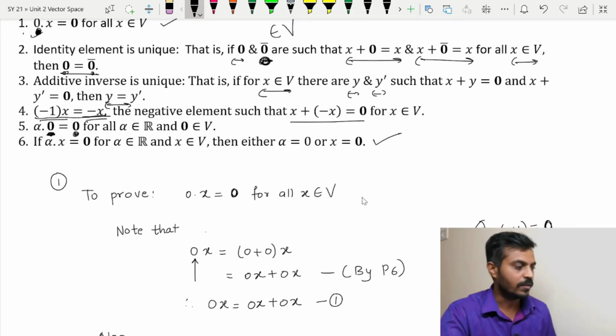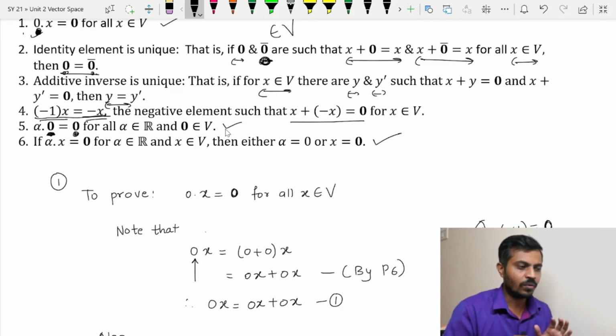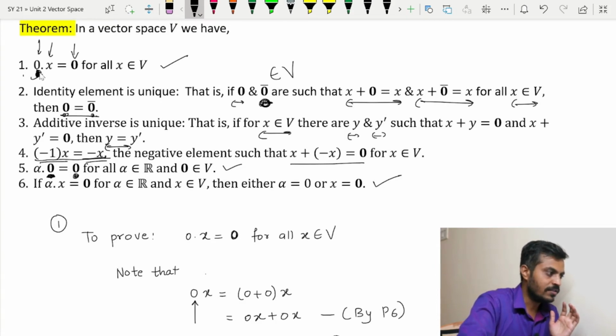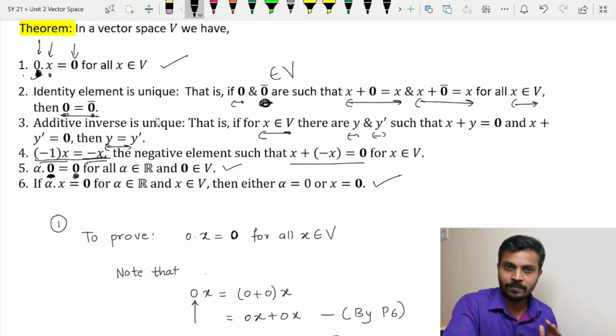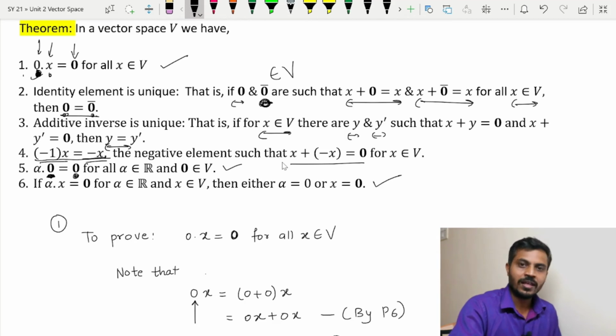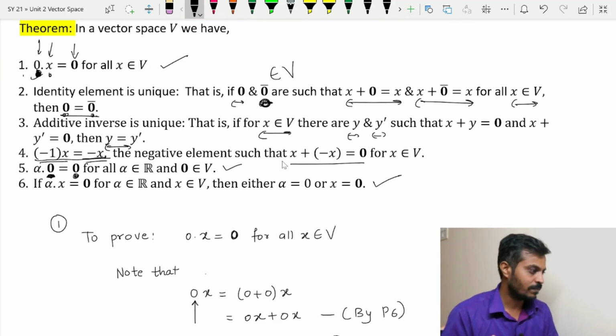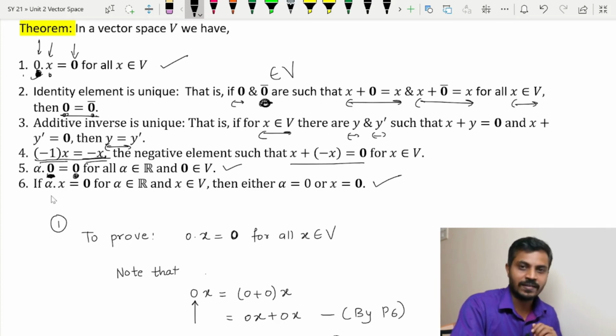Now we will move towards the sixth part of the theorem, but before that let us try to understand what exactly the fifth part is saying. The first part of the theorem was saying that scalar 0 multiplied by any vector is equal to 0 vector. Second was saying identity element in a vector space is always unique. The third one was saying additive inverse of each element in the vector space is unique. The fourth one was saying minus 1 multiplied by x is minus x. Fifth one is saying scalar multiplied by a 0 vector is always a 0 vector. Now we will prove the sixth one.